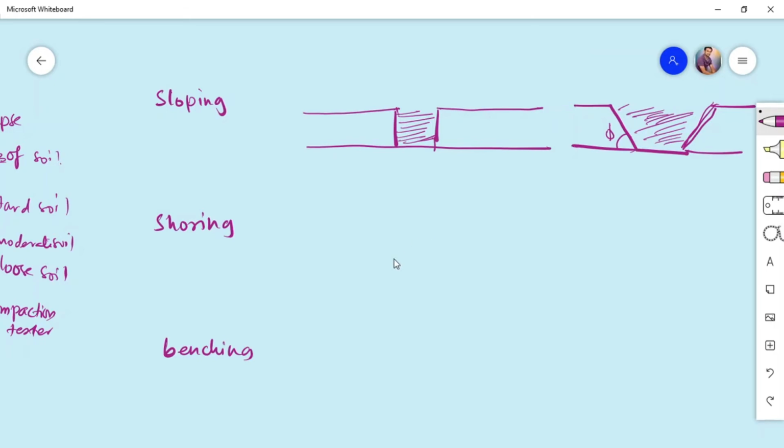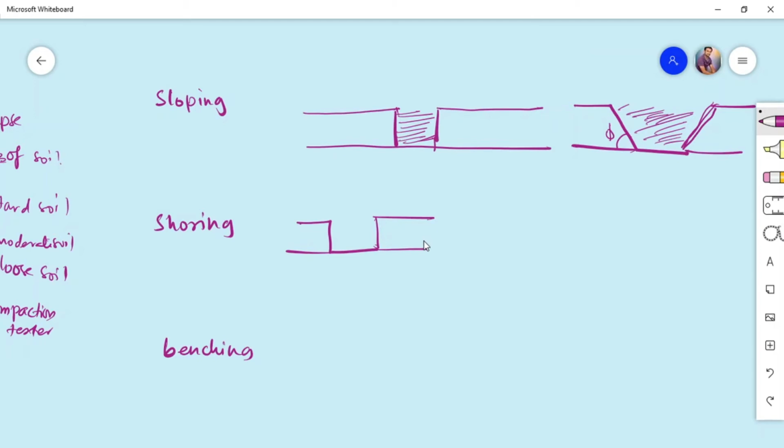Okay, second thing is shoring. See, here we need too much space, right? Because we are digging this extra, we are making it big, and we need place for people movement, vehicle movement, keeping the material, taking the material out. So we need too much space for sloping. Now when there is no sufficient space, we can go for shoring.